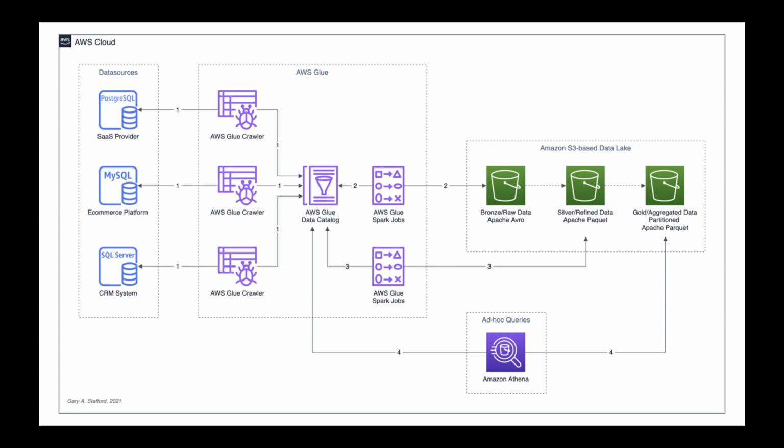Once again, the refined or silver data will also be cataloged in the same AWS Glue data catalog. Lastly, in step 4, we use Amazon Athena, AWS's ad hoc query engine based on Presto, to produce aggregate datasets, joining together several datasets in the refined area of our data lake. We will produce multiple views of the data and partition the data based on the most common query and filtering patterns of our end users. Those aggregate datasets will be written back to the gold or aggregated area of our data lake as partitioned Apache Parquet files.